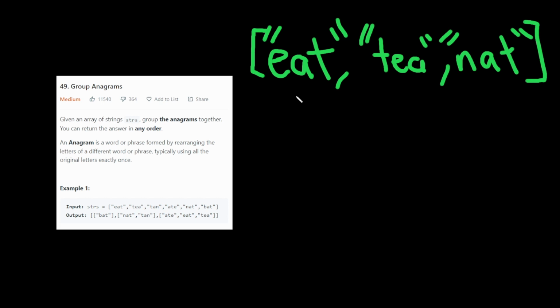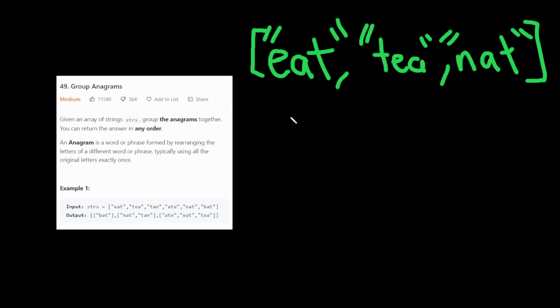If we think about our brute force algorithm, we go through each element of the array and we check it with every other element in the array. So we would check these two, and we would check these two. But this is obviously a very slow algorithm. So how do we improve it? Well, the idea is to use a data structure to keep track of all the anagrams that we've seen so far. So the question is, how do we group anagrams together?